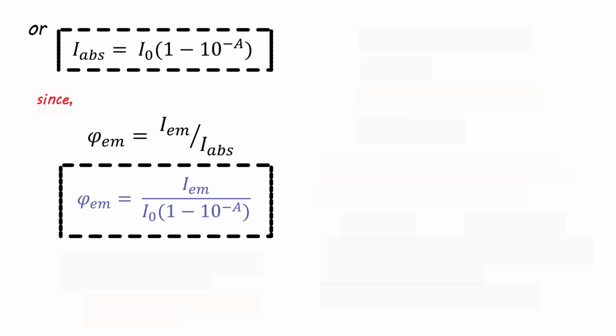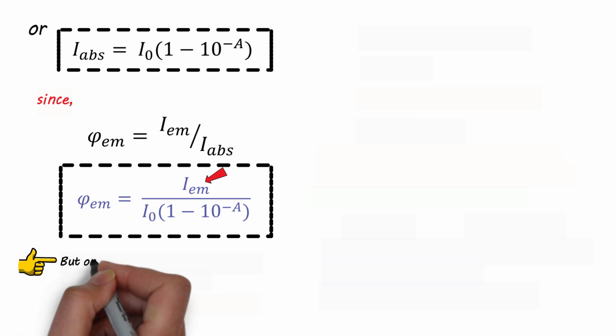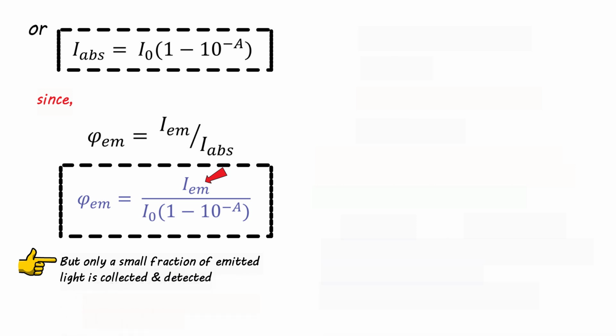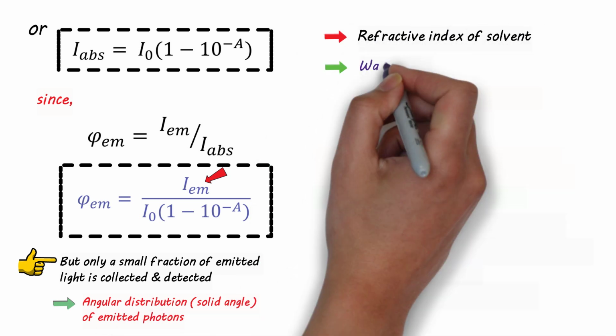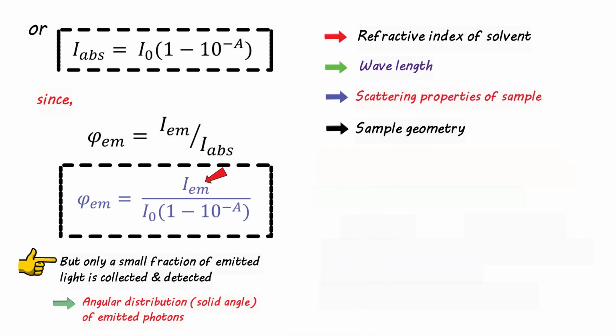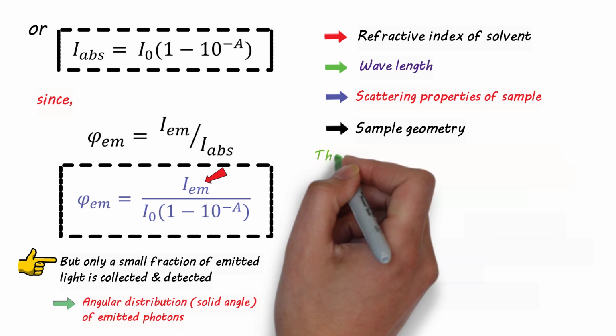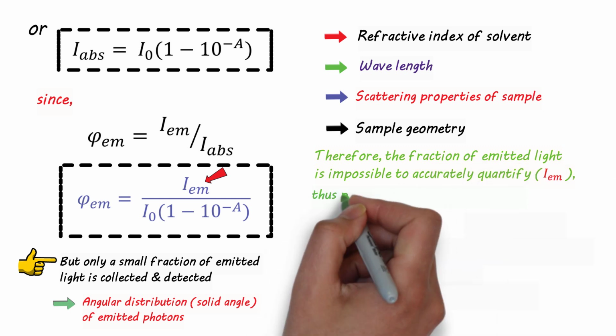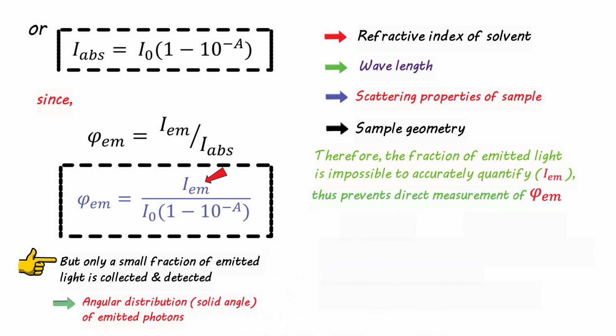Now, to find phi-EM, IEM, that is the intensity of emitted photons, has to be calculated, but only a small fraction of emitted light is collected and detected. This small fraction of light depends on several factors, which include the angular distribution, that is the solid angle of emitted photons, the refractive index of the solvent, wavelength, scattering properties of the sample, and sample geometry. All these factors influence IEM. So, it is impossible to accurately quantify IEM, which prevents direct measurement of the emission quantum yield, that is phi-EM.